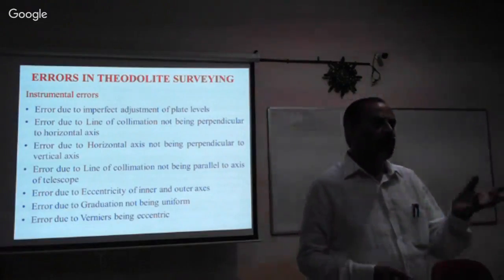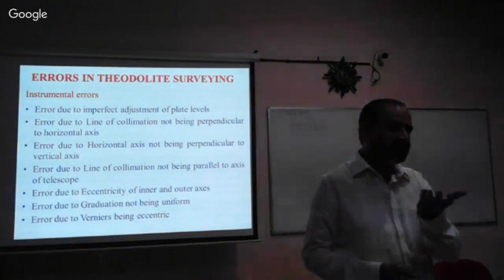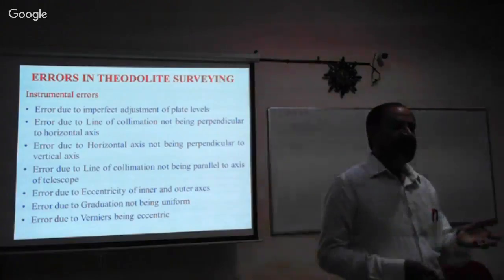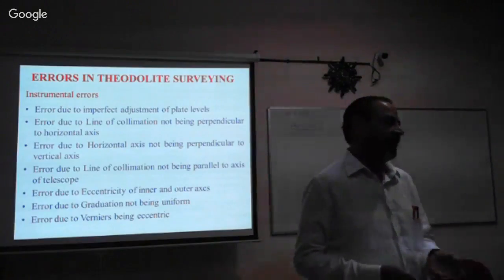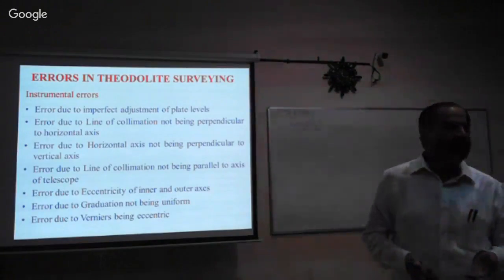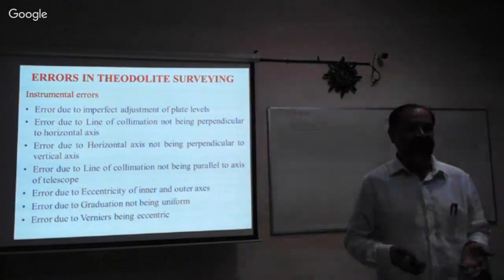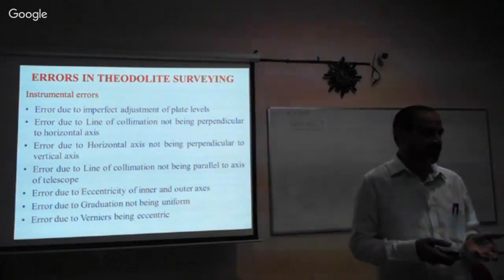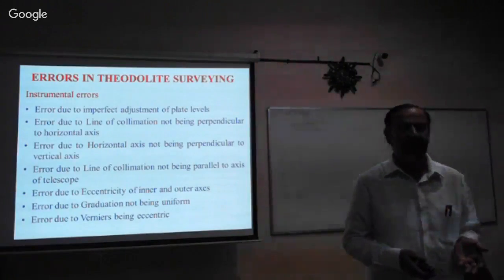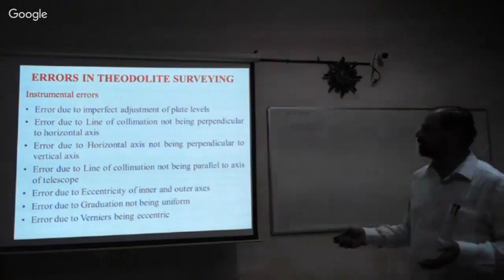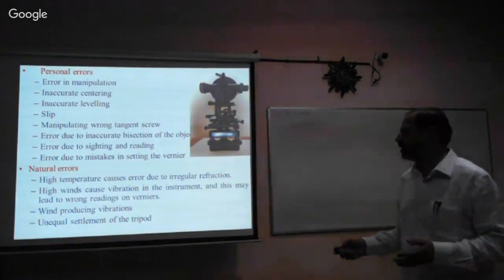Then we also discussed how to use that instrument in measuring the horizontal angles and also the vertical angles, isn't it? And we have understood the various methods of measuring angles. Further, the errors involved during the process of our survey work, measuring work, what the errors are, how to minimize them, what precautions are required. The instrumental errors and also the personal errors, natural errors. We have discussed about it.